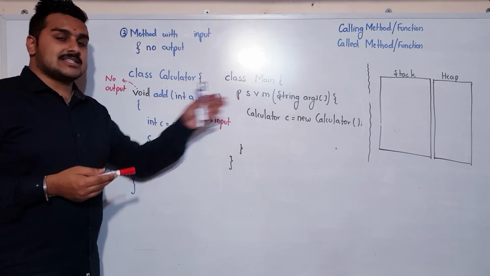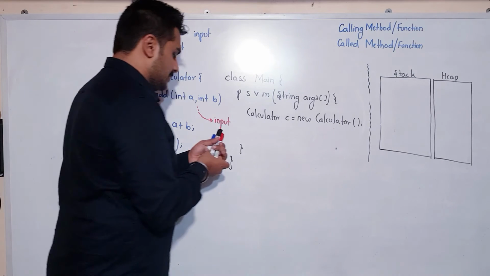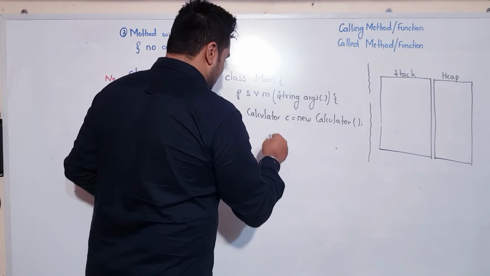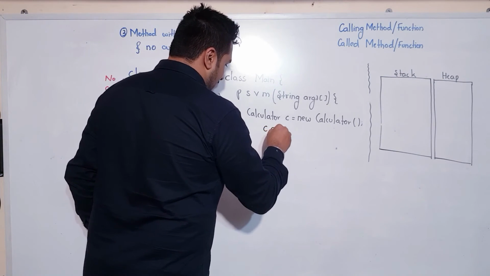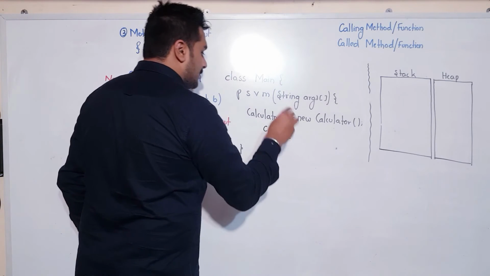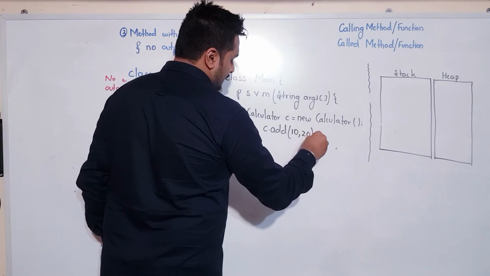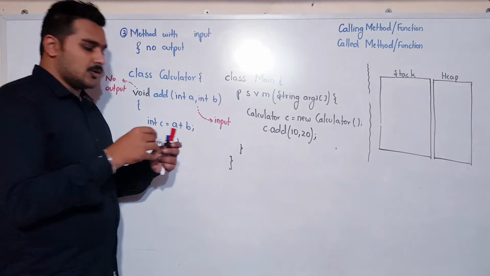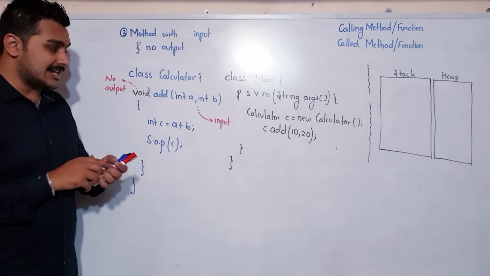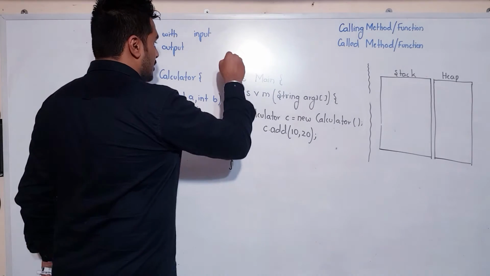So what will be the changes here? The changes here would be just simple. I will be telling C dot add and I will be passing the data here, 10, 20. This will be the code. Now let us see how will the execution happen as normal.